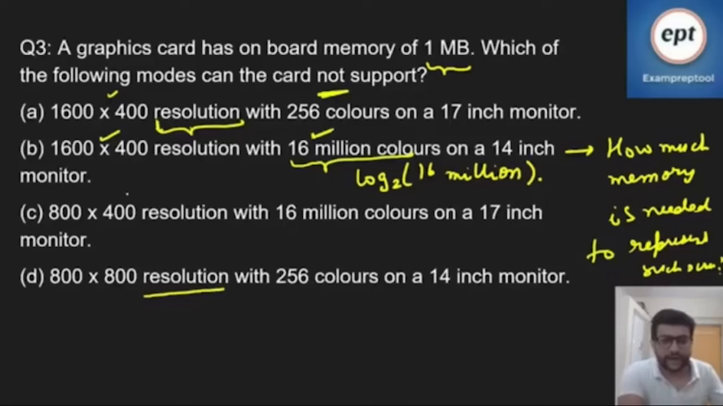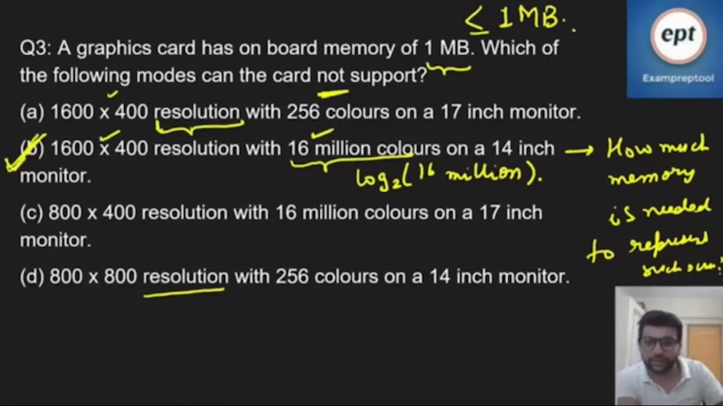So we know that this particular monitor will not be supported by the chip on the graphics card on the board, right? If you try to solve all other options, you will see that the total memory required will be less than or equal to 1 MB, right? So the answer to the solution is option B.